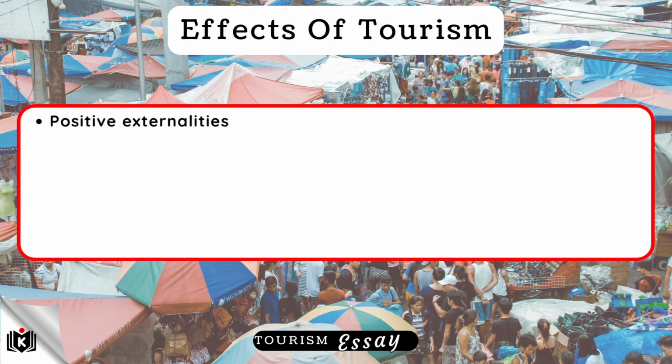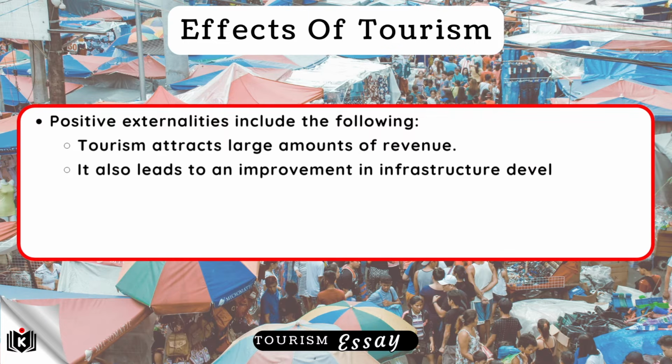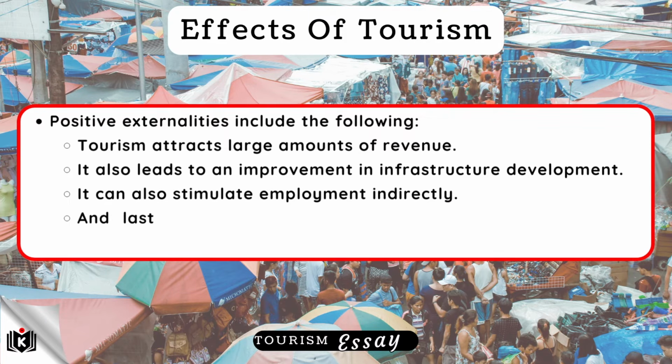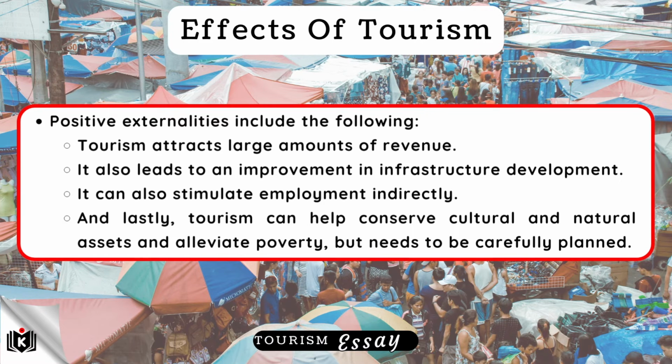Positive externalities include the following. Tourism attracts large amounts of revenue. It also leads to an improvement in infrastructure development. It can also stimulate employment, indirectly. And lastly, tourism can help conserve cultural and natural assets and alleviate poverty, but needs to be carefully planned.